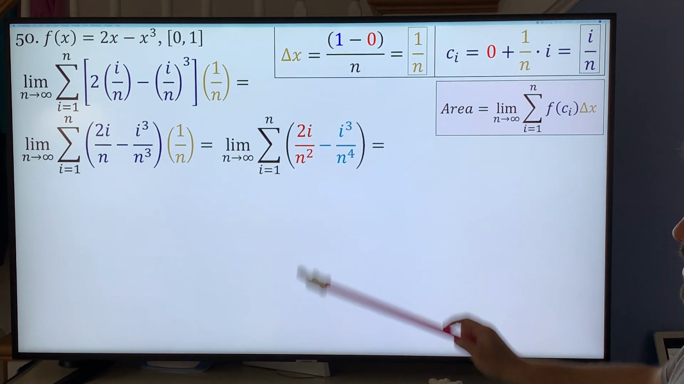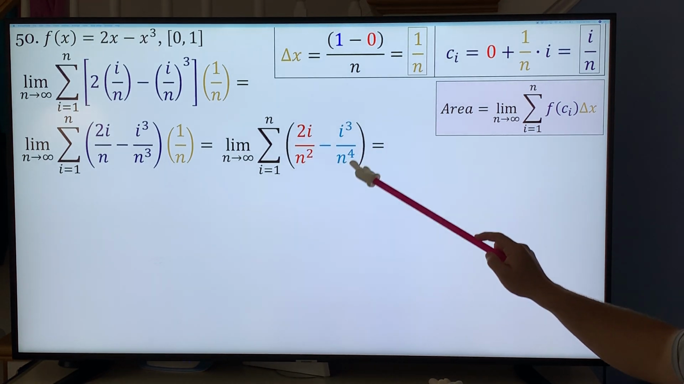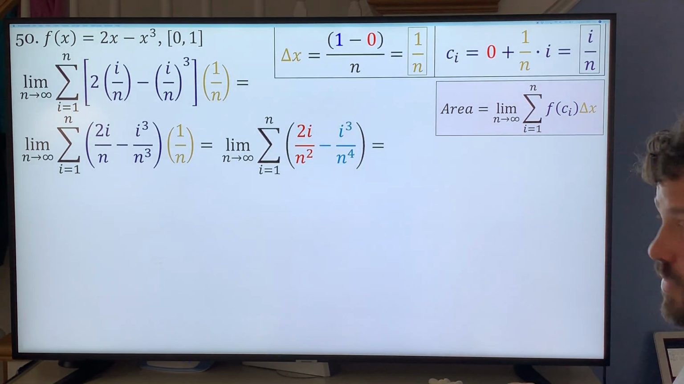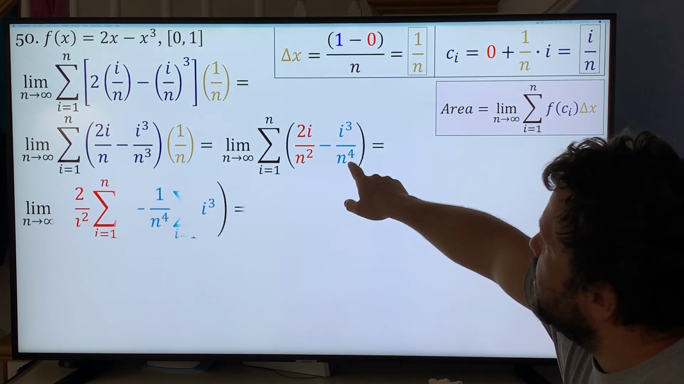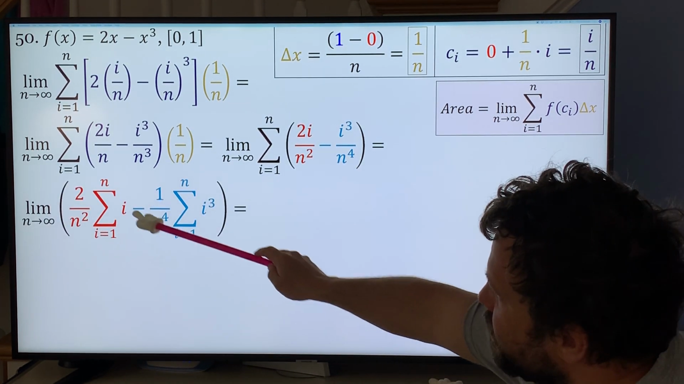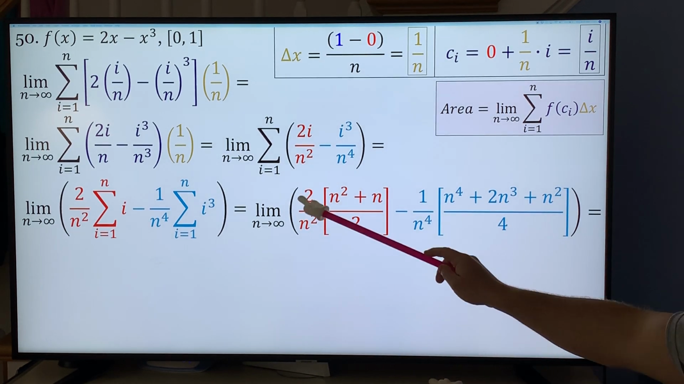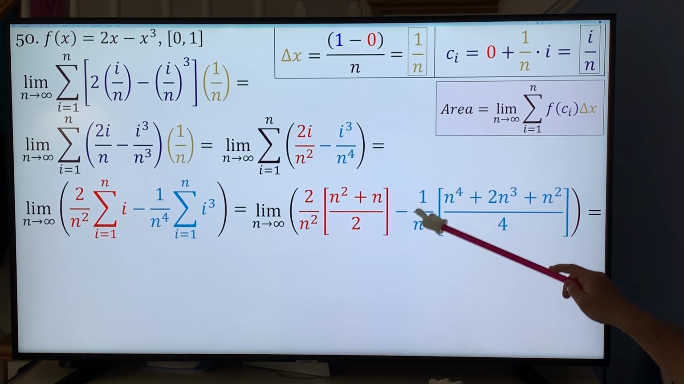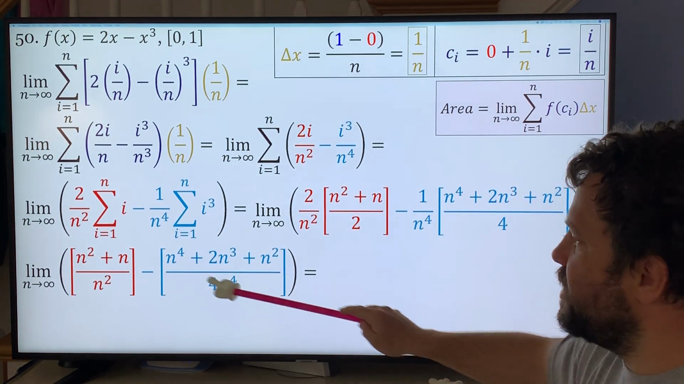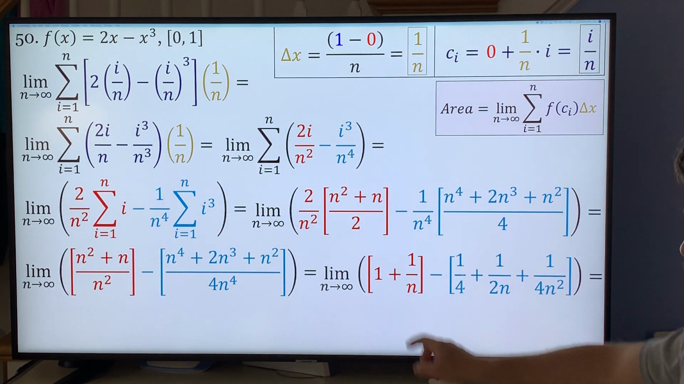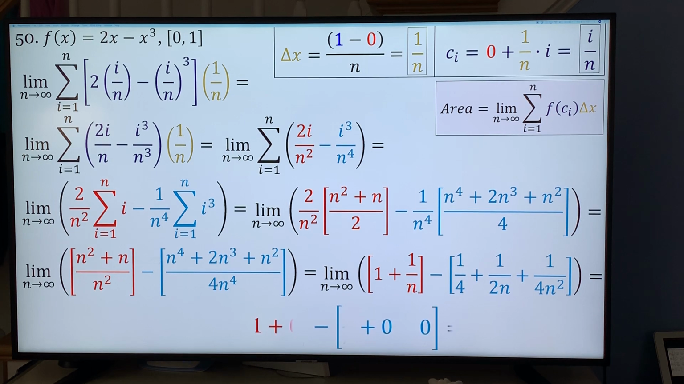Seems a lot more difficult than it is. 2i over n squared, i cubed over n to the 4th. I'm doing this fast. Take out the 2 over n squared. Take out the 1 over n to the 4th. Expand, expand. Distribute the 2 in, distribute the n squared in. There you go. So all you care about is this, which becomes 1, and this, which becomes minus 1/4. The rest go to 0. So 1 plus 0 is 1 minus 1/4, which gives you 3/4.